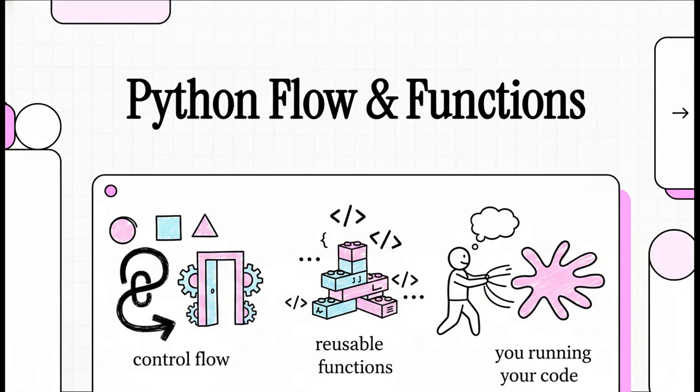Today, we are transforming abstract Python code into tangible, practical building blocks. If you've ever felt like your Python code is basically running you rather than you running your code, well, you are in exactly the right place. We're going to take the absolute core concepts of Python, specifically how to control the flow of your logic and how to package that logic into reusable functions, and we're going to break them all down visually.